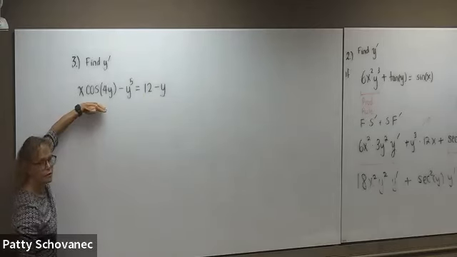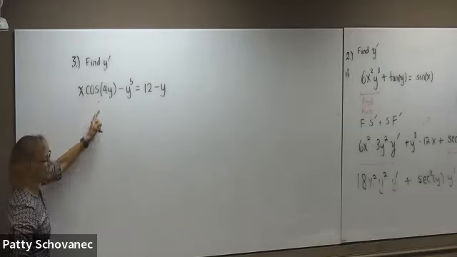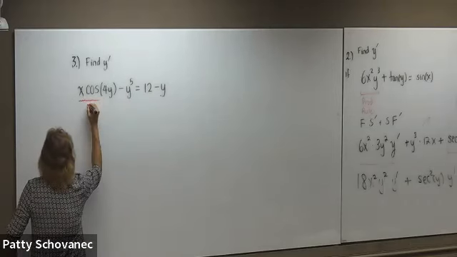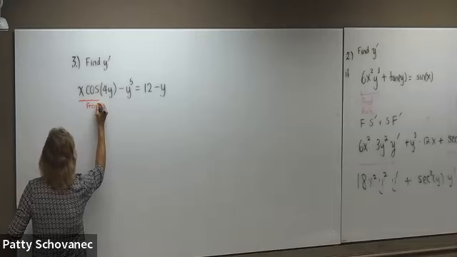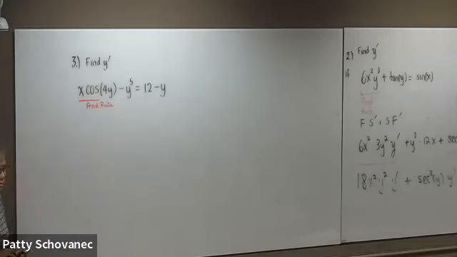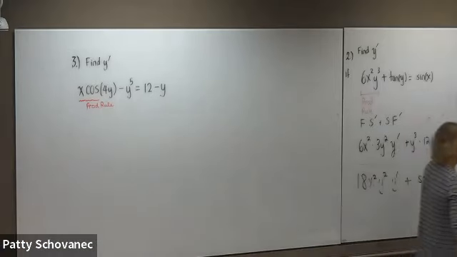What do you notice about the first term? Product rule. You've got an x times the cosine of 4y. So do the product rule for the first one, and the rest are just individual terms. I'll give you a minute to try it, then I'll catch up with you.